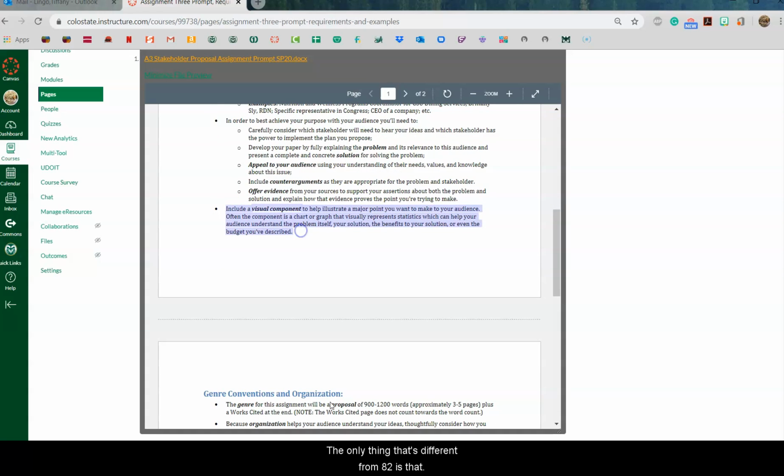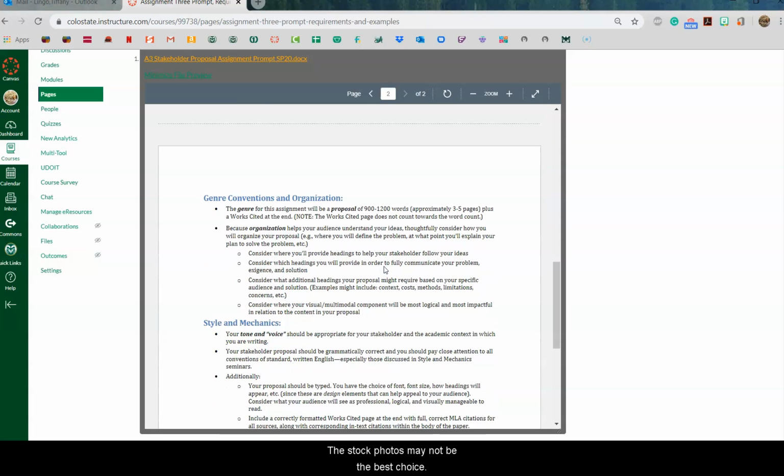The other thing that's different from A2 is that you have a visual component, and so you'll need to insert an image or a chart or a graph, okay? But don't just plug in an image. You need to make sure that this image is useful to your reader, okay? You're using it as a piece of evidence, whether it's pathos, logos, or ethos. You have to make sure you are representing your paper in that image as well, okay? So stock photos may not be the best choice, okay?